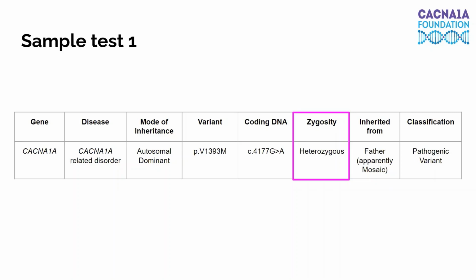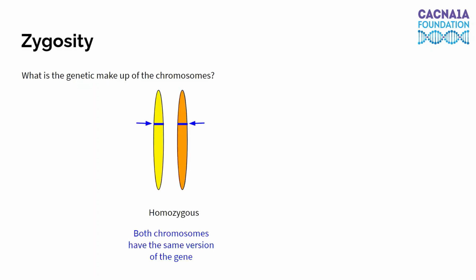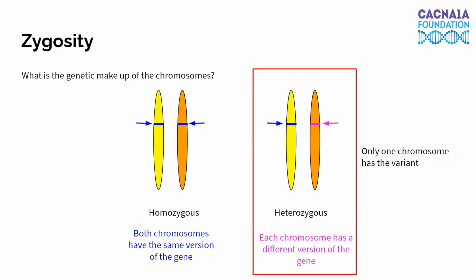Okay, this next column talks about zygosity. Zygosity is referring to what the genetic makeup is of the chromosomes. So you can either be homozygous, which means that both chromosomes have the same version of the gene, as shown as the blue lines on both of the chromosomes, or you can be heterozygous, which means that each chromosome has a different version of the gene, as shown here with the blue line on the left chromosome and the pink line on the right chromosome. Heterozygous can also be thought of as only one chromosome has the variant. And again, the reported CACNA1A variants that we know of show this heterozygous zygosity.